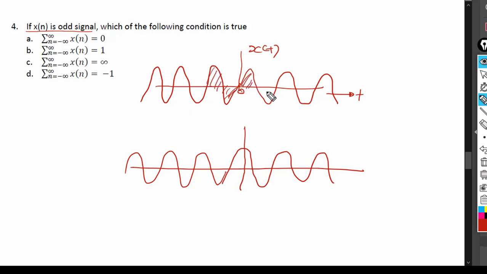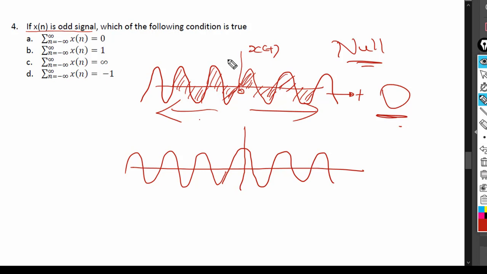And this positive, this negative cancels out. This negative, this positive cancels out. This is positive and this is negative, they cancel out. So if you go on till infinity, what happens? Positives, negatives, positive, negative cancel out, and everything is cancelled out. What I get is 0. Therefore, summation n x of n is equal to 0 is the right answer.